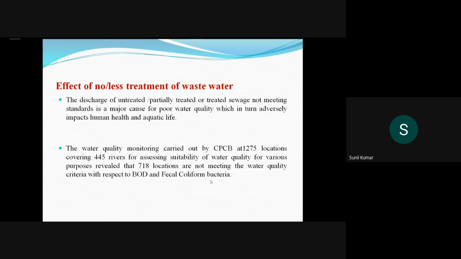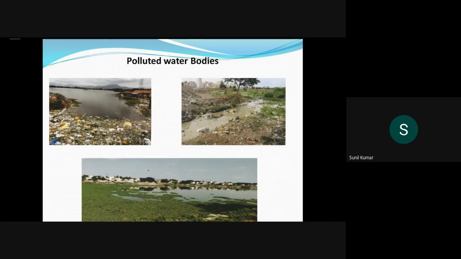They found that around 718 locations are not meeting the water quality with respect to BOD and coliform. So this indicates that there is a huge demand and a necessity to have different kinds of treatment plants for wastewater treatment, keeping the surface water in its purest form. So in just a few slides I will show what is happening presently.